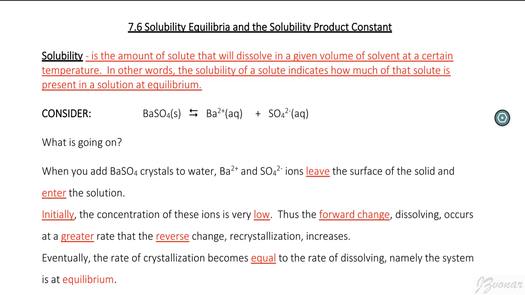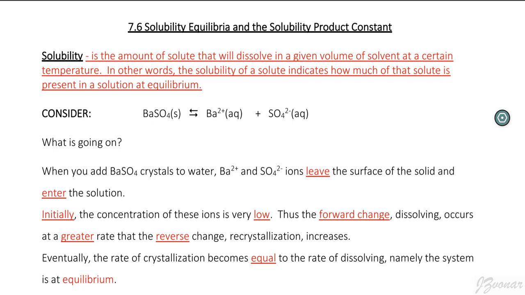So we have to do a quick little recall of what exactly is solubility from the start of this chapter. We know that solubility is the amount of the solute that is going to be dissolved in a given volume of solvent, and it always takes place at a specific temperature. So solubility tells us how much solute is present in a solution at equilibrium.